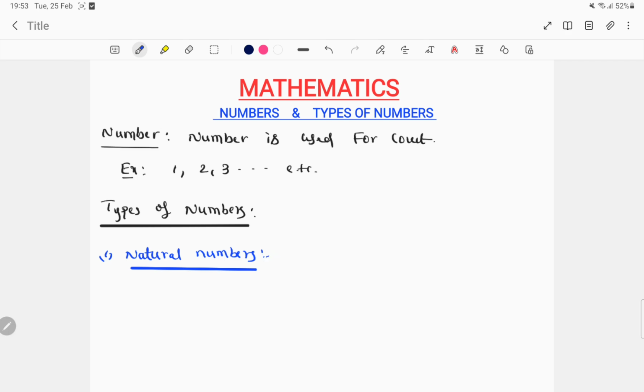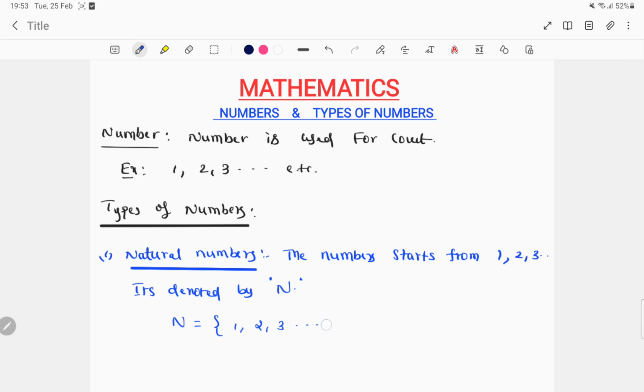The numbers start from 1, 2, 3 and so on. So it is called natural numbers, and it's denoted by capital N. So we can write capital N is equal to 1, 2, 3 and so on.